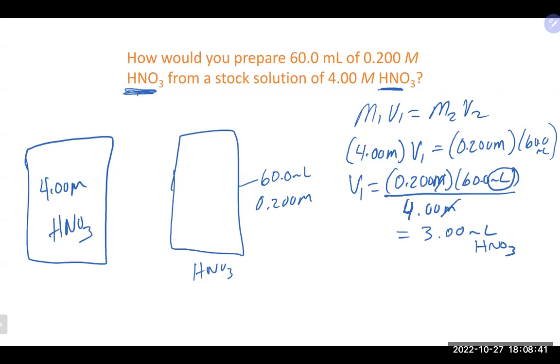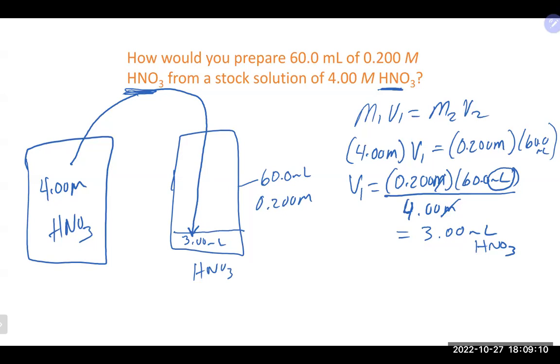So that number represents basically how much of the more concentrated solution we're going to take out and put into this new container here, which would be 3 milliliters. Now, do I top it off there with 60 milliliters of water? I do not, because if I topped it off with 60 milliliters of water, my total volume would then be 63, right? Which means my molarity would be incorrect.